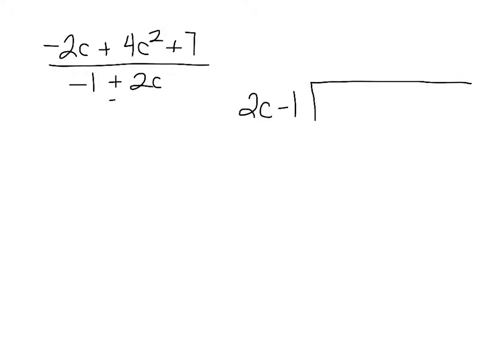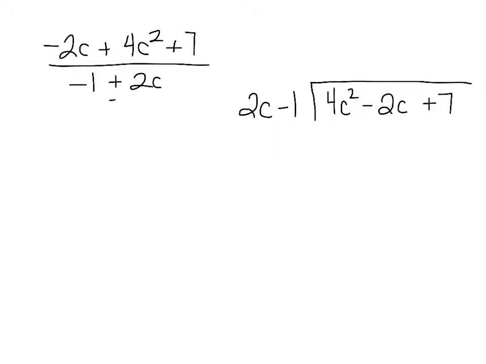All right, and inside the bracket there, I want to put the highest power first, so I want that positive 4c squared to go first. And then I would want the negative 2c, and then I'd want the positive 7. You got to make sure those are in the correct order and that you don't have any missing terms, and if you do have missing terms, you got to put that 0 in there to hold that spot. Now that it's set up, I'm ready to go through the process.